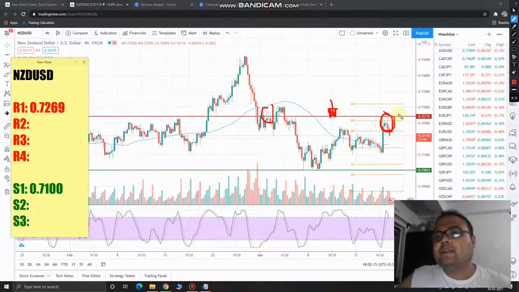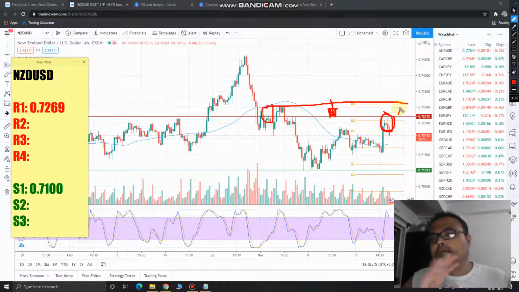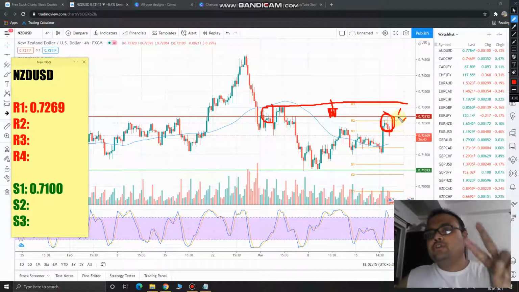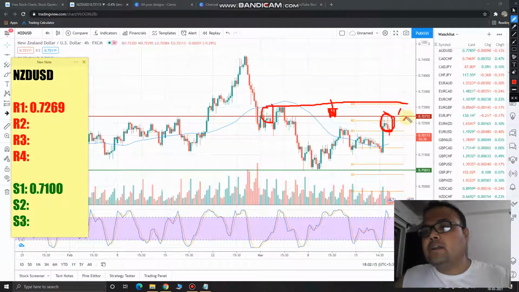Or in case market crosses this level, then I'll tell you not to buy, because market is having a second resistance here again. So in case market crosses this level, then also do not buy. In New Zealand dollar US dollar, you just need to look for selling the market, because market is in a range. So look for two opportunities. If market goes up, look for shorting the market here, and in case market goes down, then look for a buying opportunity here.